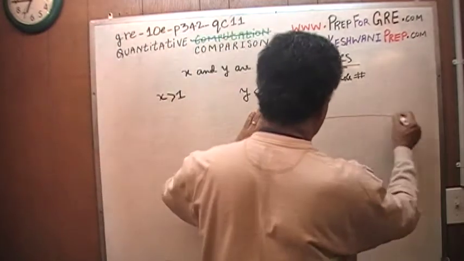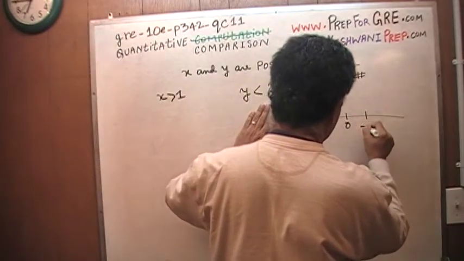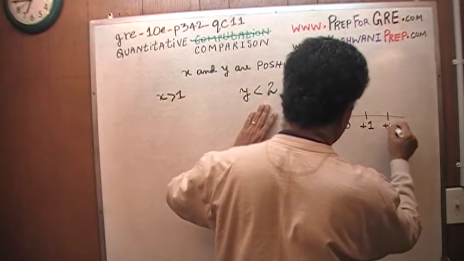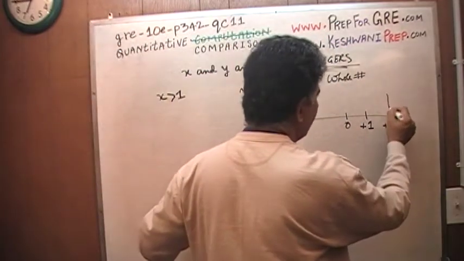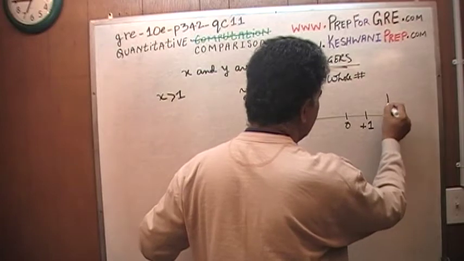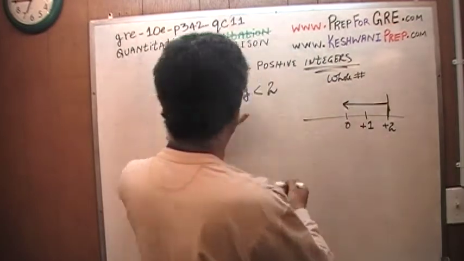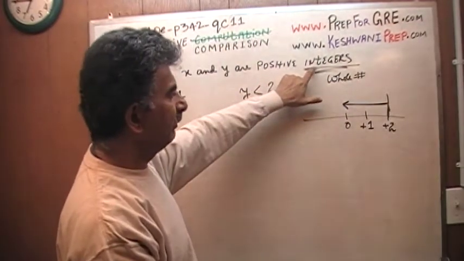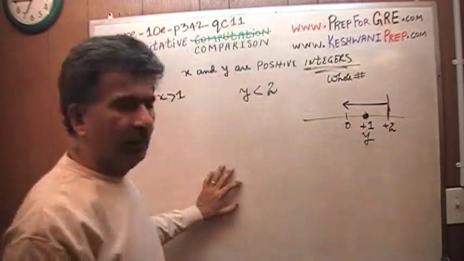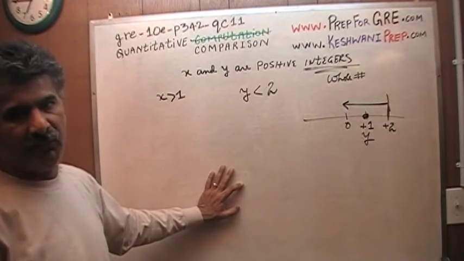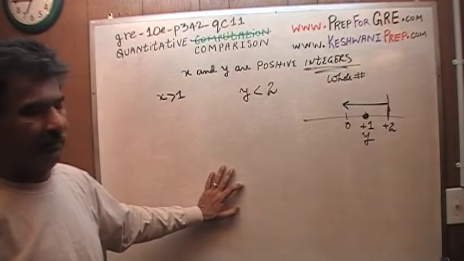You see, here is your number line. Here is your 0, here is your positive 1, and here is your positive 2. Y has to be less than 2, so y has to be to the left of this. It has to be positive and it has to be a whole number. That basically leaves us with one choice. That's your y. Y has to be positive 1, it cannot be anything else.